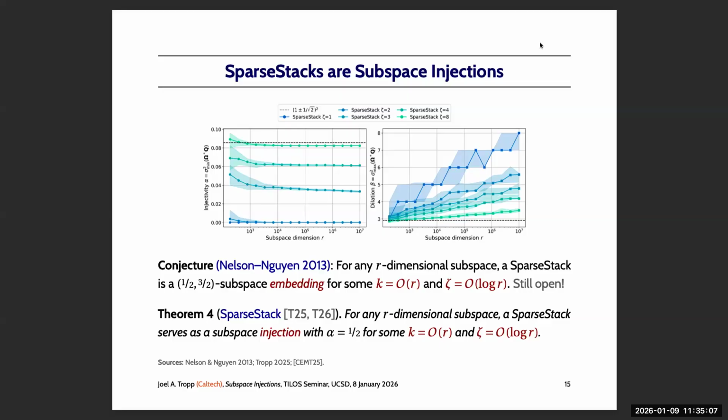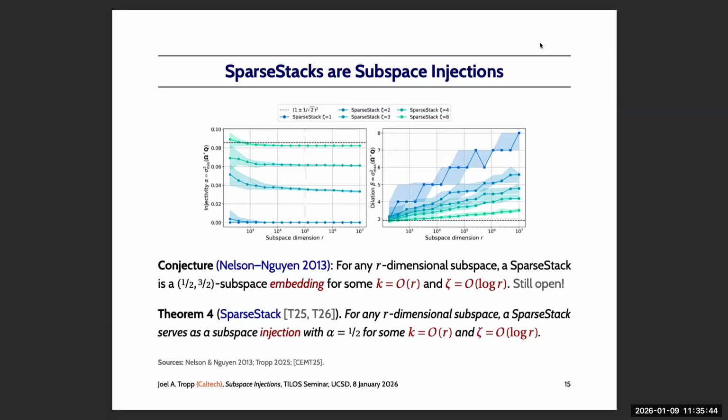Anyway, so the point is that this subspace injection methodology allows you to make some progress on understanding these sparse random matrices. So we can prove that for any r-dimensional subspace, this sparse matrix is a subspace injection with parameter 1/2 when the embedding dimension is proportional to the dimension of the subspace, and when the sparsity is order log r, which is the bottom half of the Nelson-Nguyen conjecture. And this is the important part, because we know that once we have a sparse dimension reduction map, we can implement randomized linear algebra algorithms because they serve as injections.